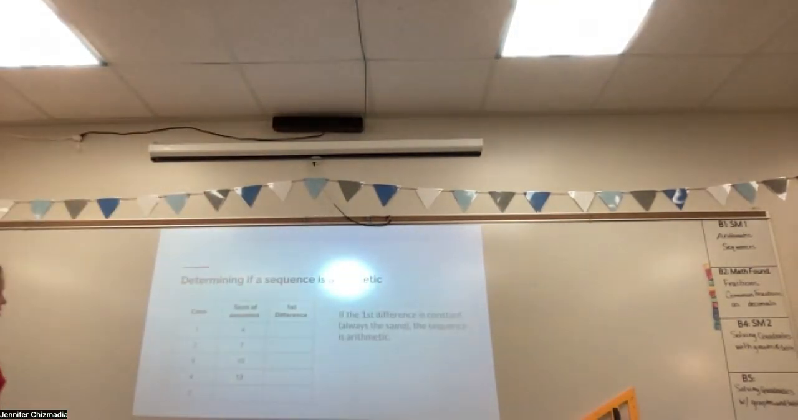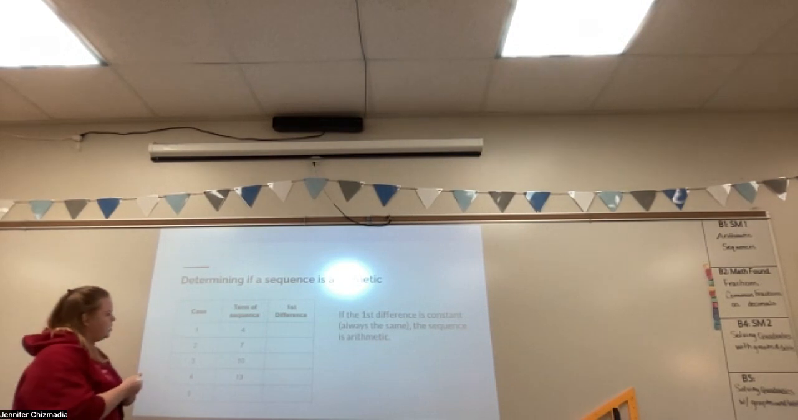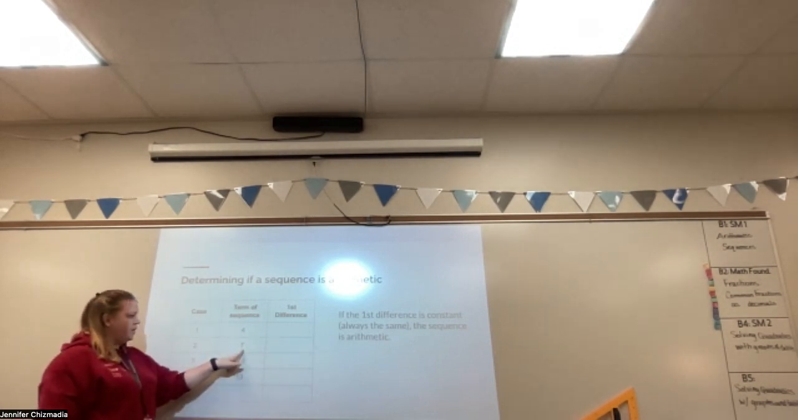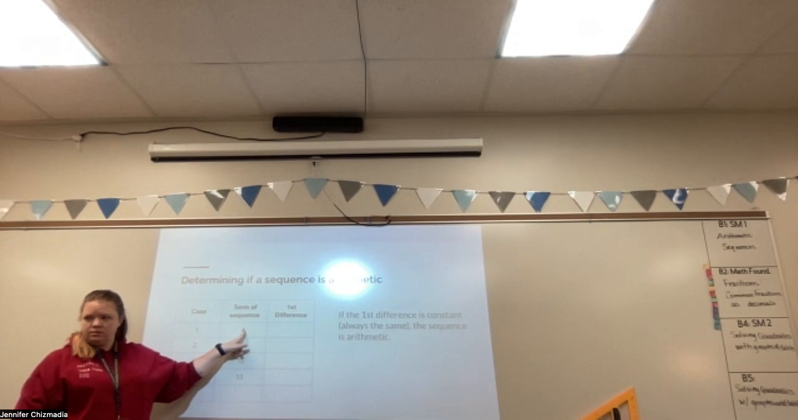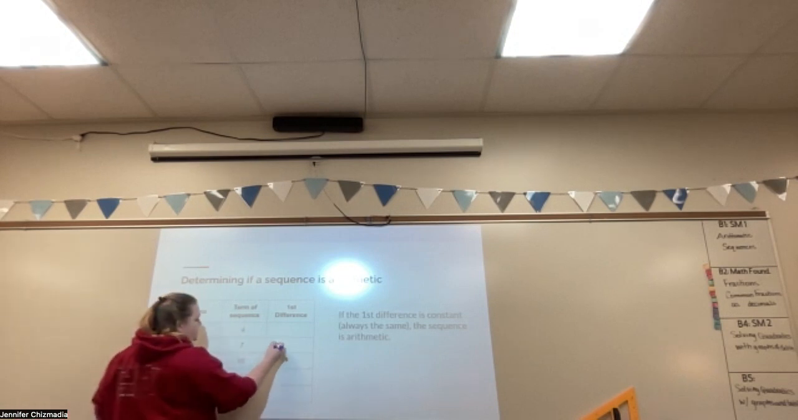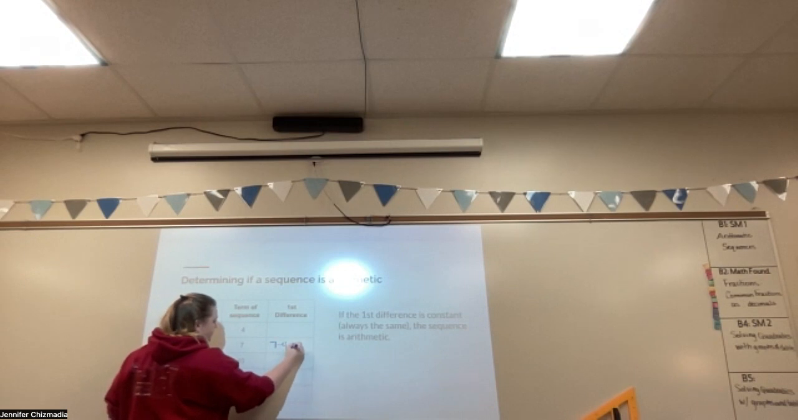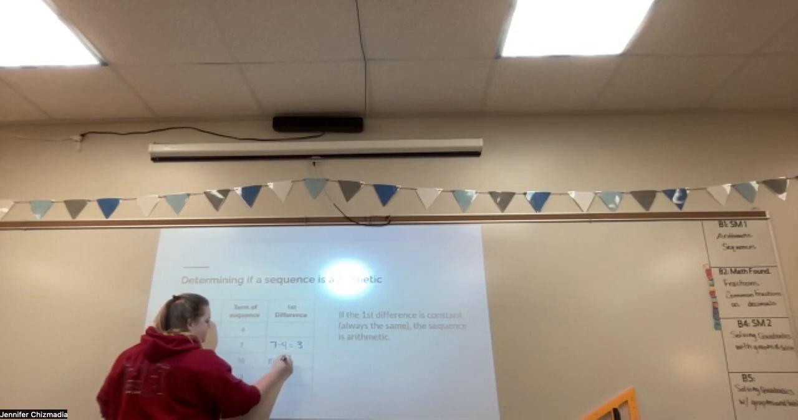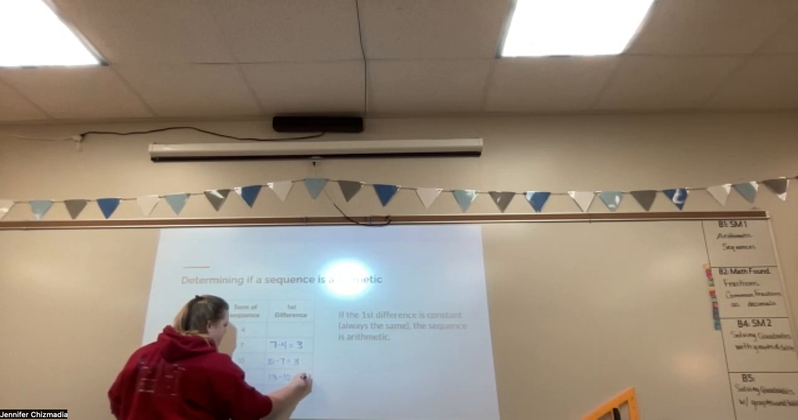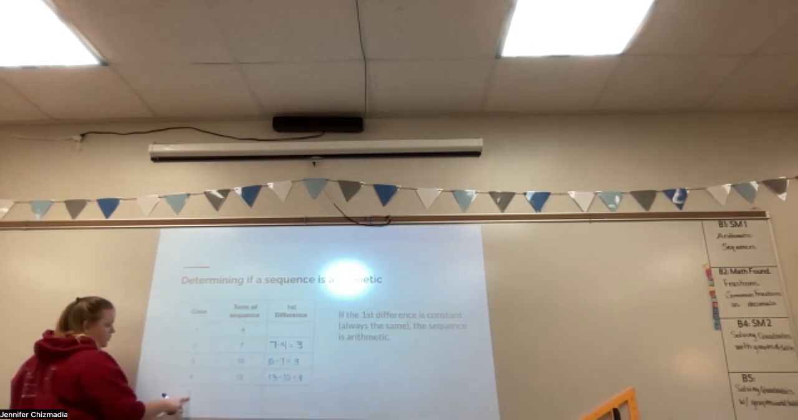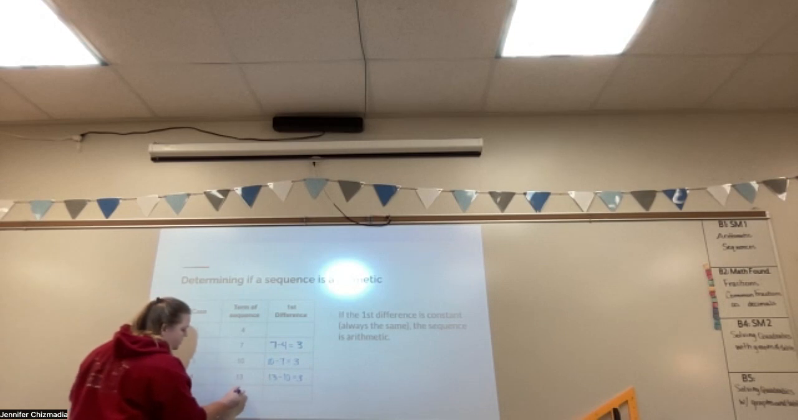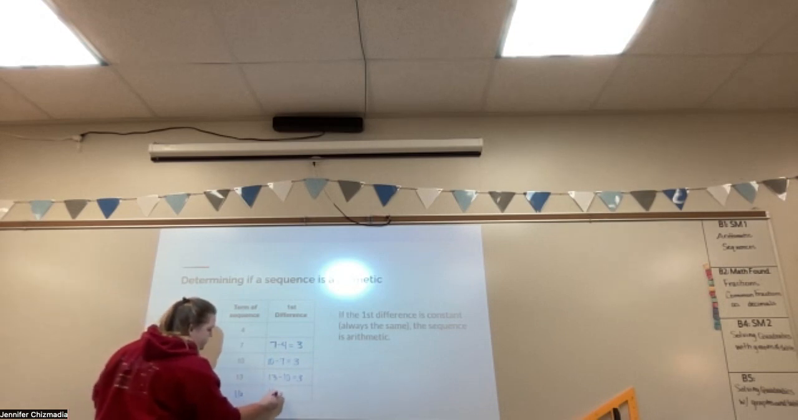So to determine if a sequence is arithmetic, we have to find what we call the common difference or the first difference. To do that, we take the output and subtract the output before it. So it would be 7 minus 4. What does that equal? 3. And then 10 minus 7, 3. 13 minus 10, 3. And what did we say would be the fifth? 16. 3.